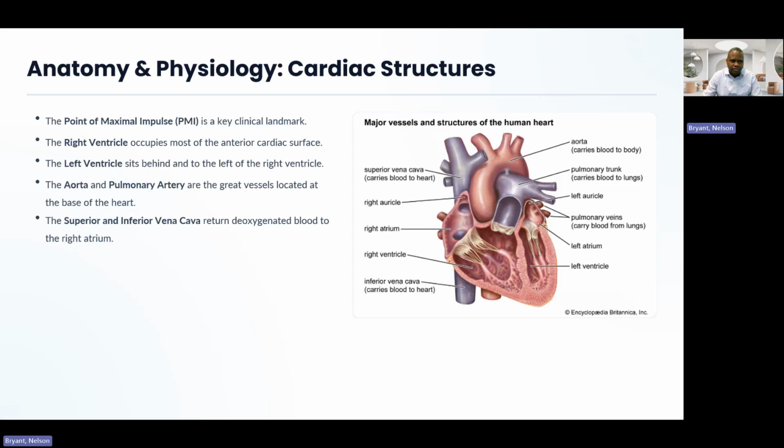This is just a quick review of the anatomy and physiology to show you the primary cardiac structures. For example, you can notice the position of the right ventricle, which also forms most of the anterior surface of the heart. For example, the point of maximal impulse is typically located at the fifth intercostal space, midclavicular line representing the left ventricular contraction, which you are already familiar with.